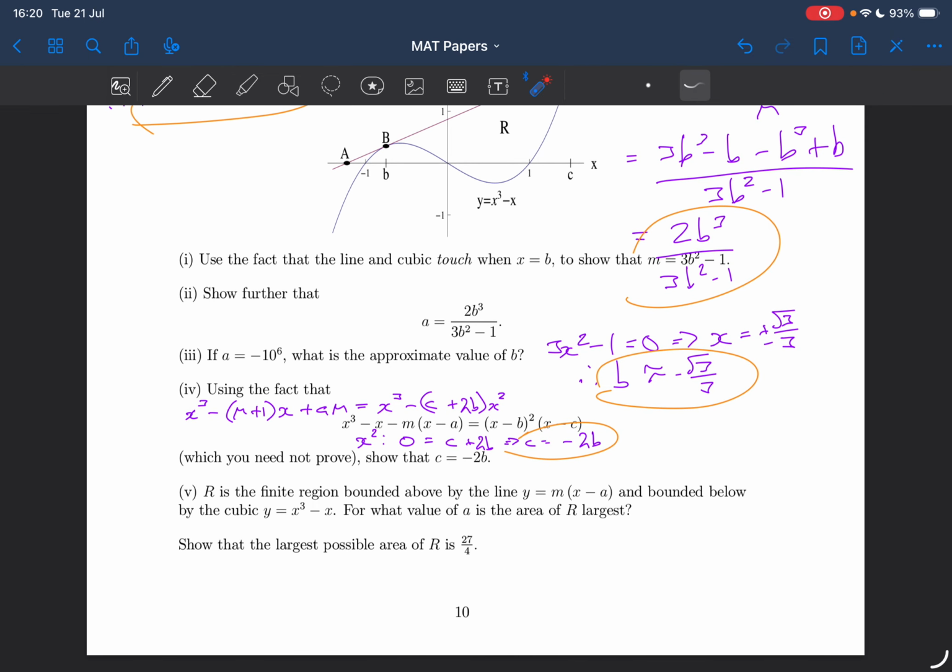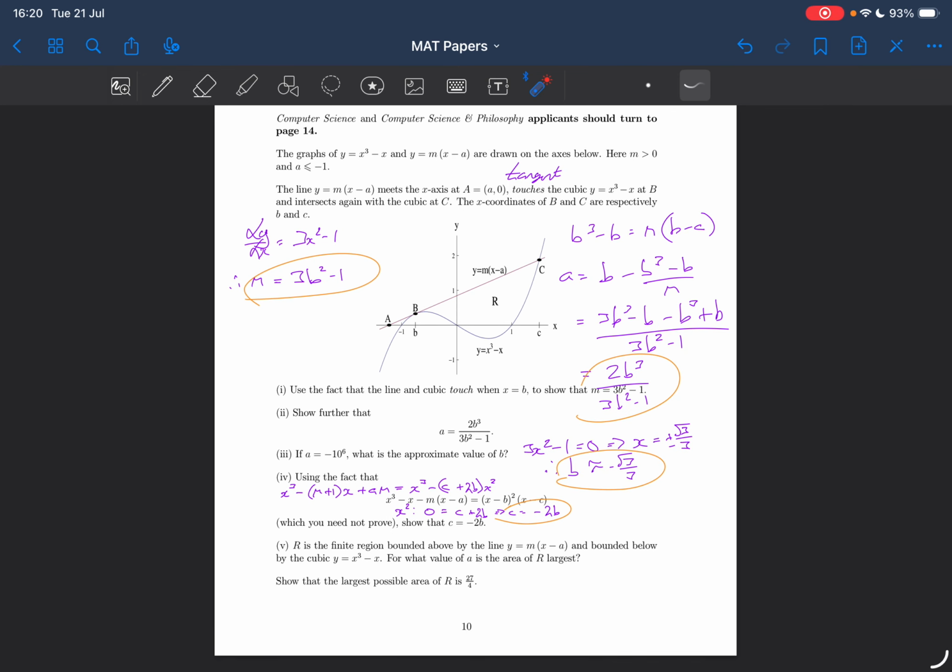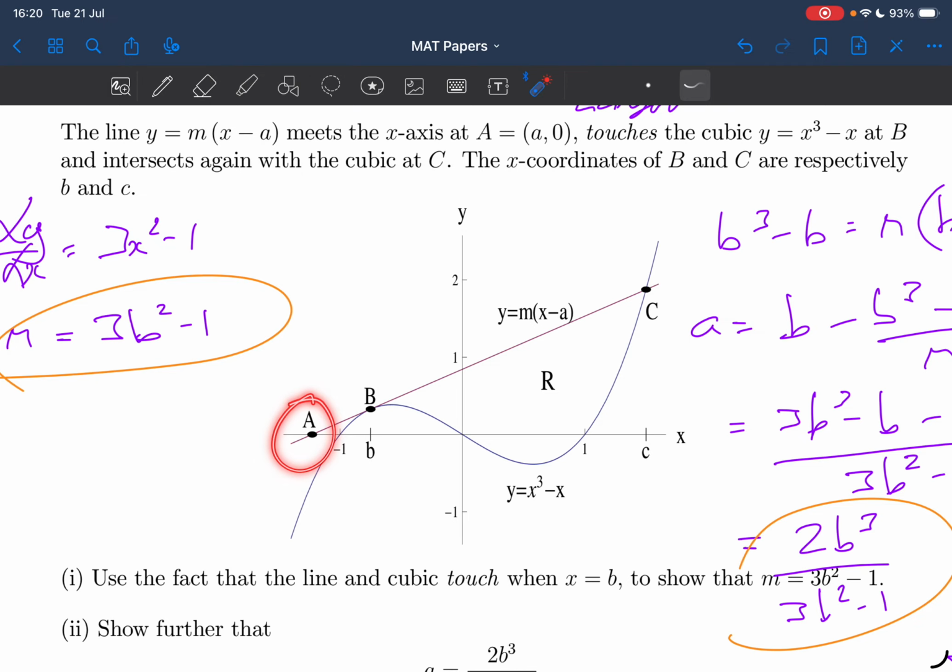Part 5 then. R is the finite region bounded by the line and, okay, yeah, in between here. For what value of a is R the largest, and then find that value of R. So basically it still has to go through B, doesn't it? B is going to move around depending on where A is, because you can't just move A over there and B stay the same, because it's always going to be a tangent. So how can we move A to make this area be the biggest? Well, as we move A, it's going to move C in the other direction. If I move A that way, it's going to move C down. If I move A this way, move C up.